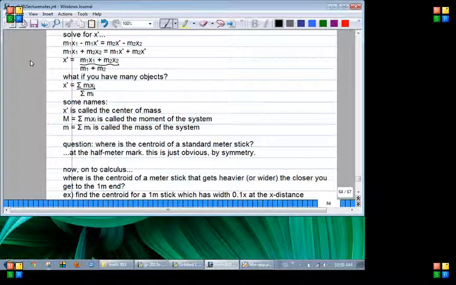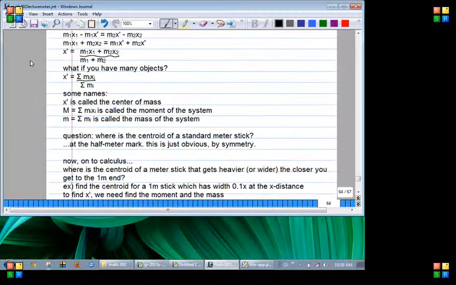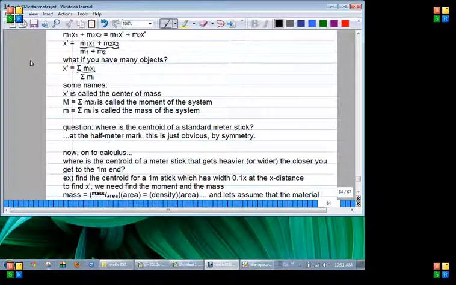So let's have some formulas. Find the centroid for a 1 meter stick, which has a width 0.1 x at the x distance mark. So, to find the center of mass, or the centroid, we need to find the moment and the mass, and then divide. So, first the mass, because it's simpler.